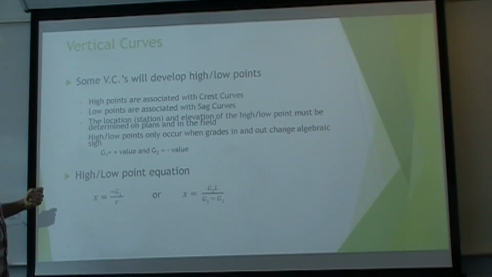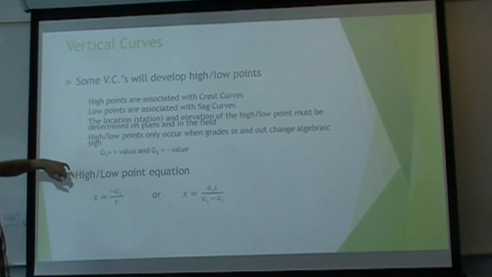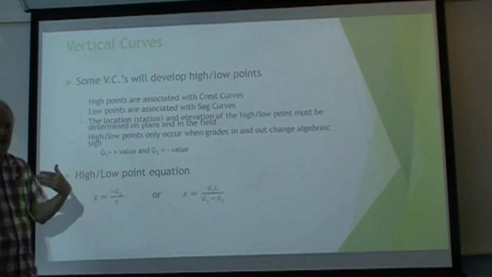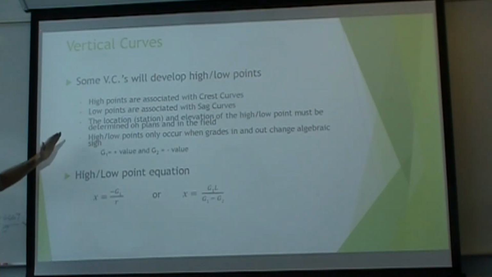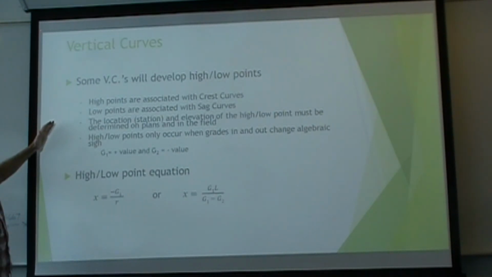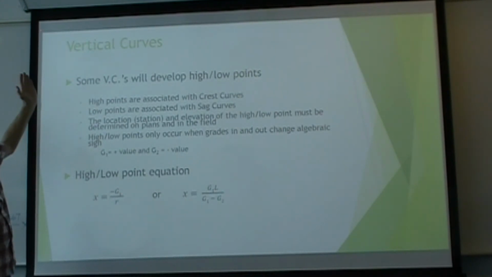Now, the one thing about this says that you can get a high point and a low point on sags and crests, but you don't always get that. The reason is if the grades don't change algebraic sign, you will not get a high point or a low point. So if you go from a positive value G1 to another positive value G2, you're not going to have a high point or low point.